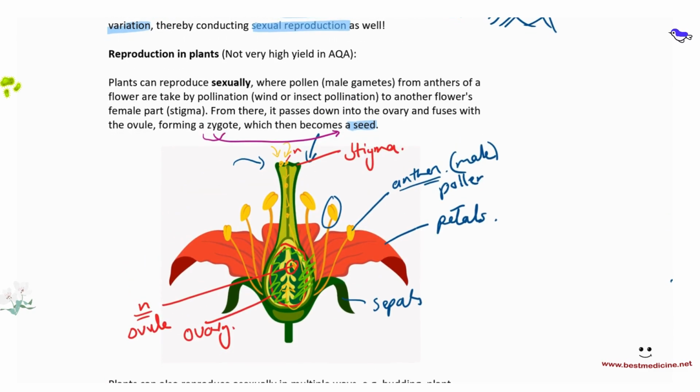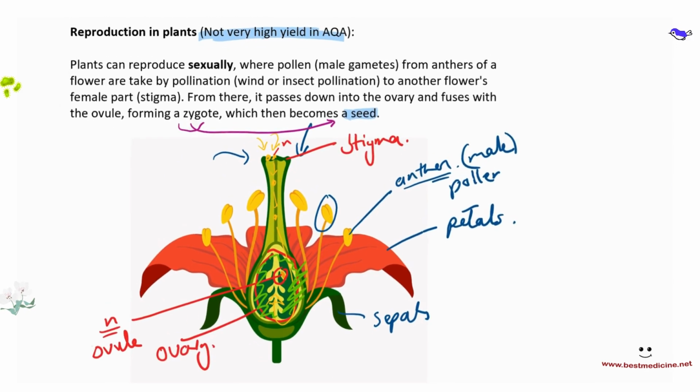That is how sexual reproduction in plants occurs. Now, this is not a very high yield topic. I've never seen a question on this directly. So if you want to repeat this a couple of times, it's up to you.